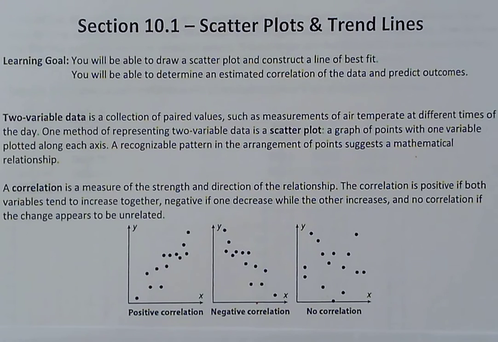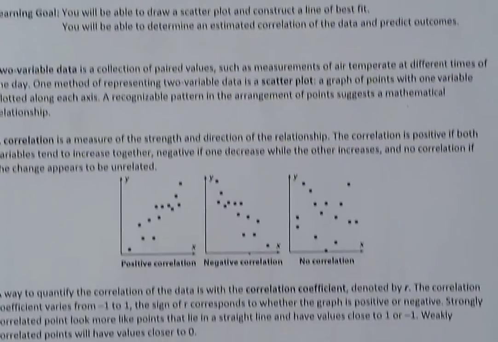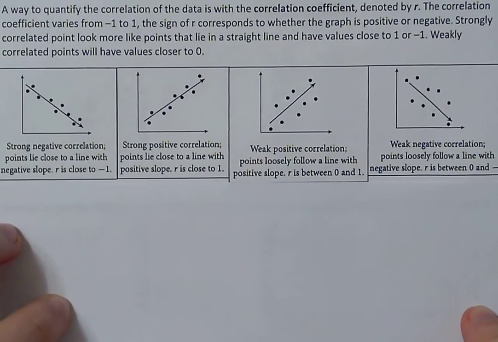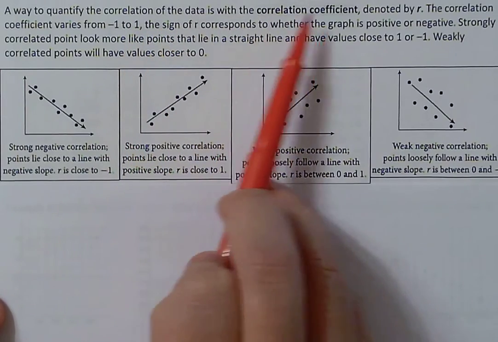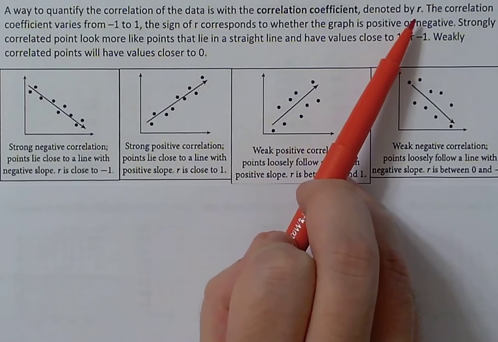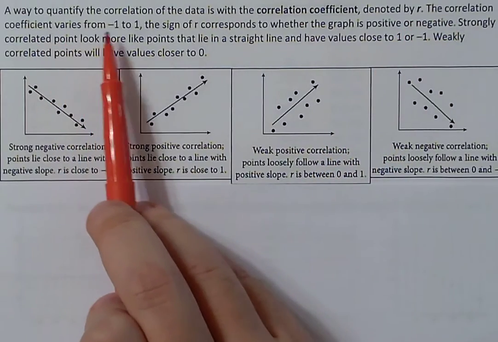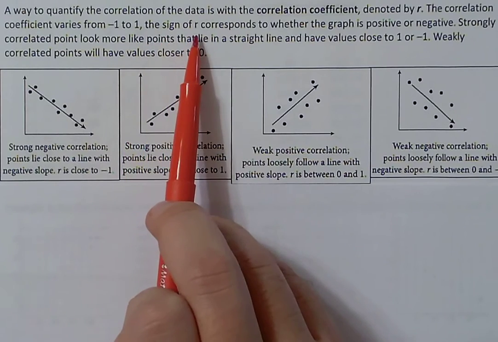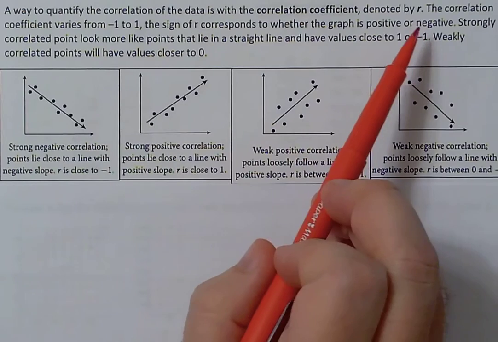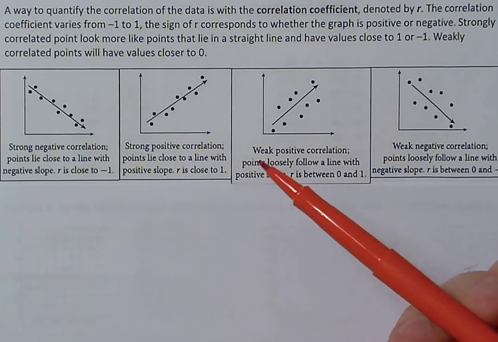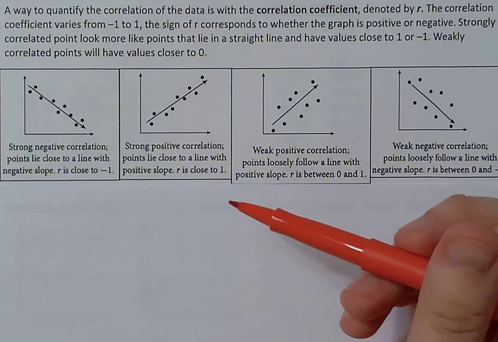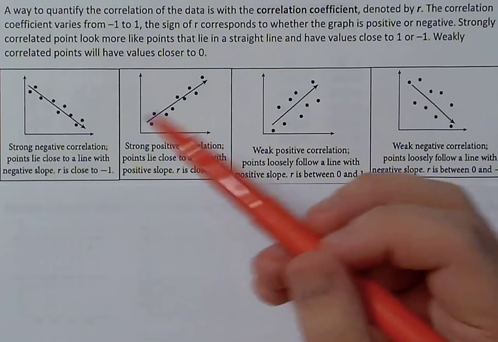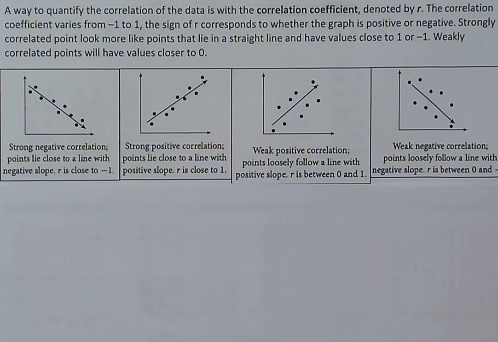With that said, we can break down correlation in a little more detail. I'm going to move this up so we can talk about the correlation coefficient. A way to quantify the correlation of the data is with a correlation coefficient, which is denoted by R. The correlation coefficient varies from -1 to 1. The sign of R corresponds to whether the graph is positive or negative. So if our number is positive 1 or positive 0.5, there's not going to be a negative. If we have a negative correlation, then it needs to have a negative in front of the number.